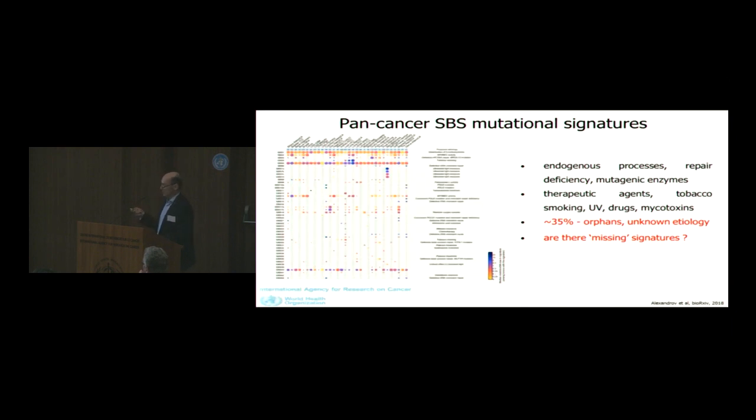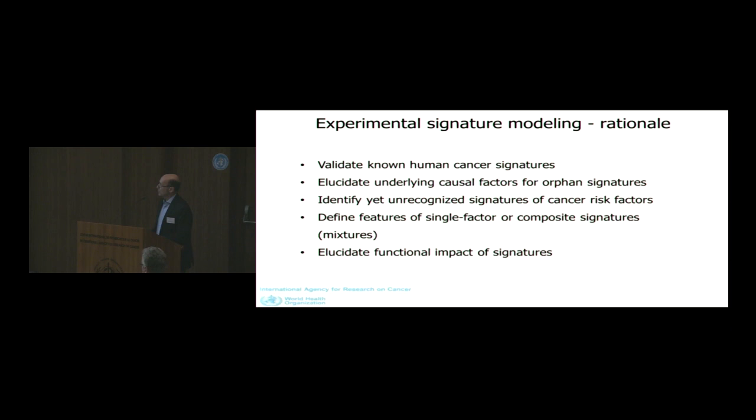And also there's a question if we are still missing some signatures in the pan cancer data that just wouldn't pan out from the typical bottom-down analyses such as NMF. And the rationale for doing experimental signature modeling is basically listed here. We can validate the known signatures identified in tumors. We can identify the causal factors underlying the orphan signatures. Perhaps we can discover these yet unrecognized signatures of cancer risk factors.